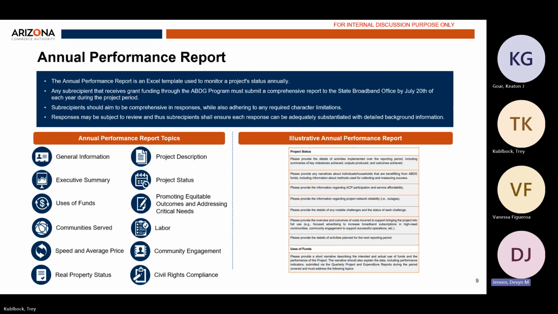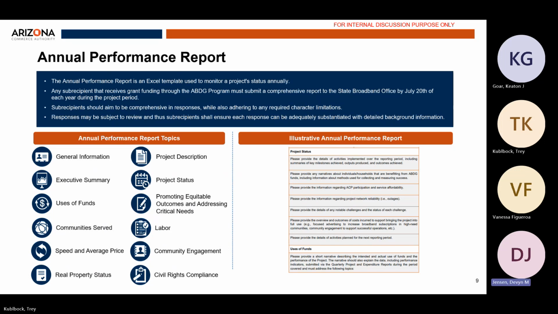Looking at the annual performance report. The annual performance report is a separate requirement from the quarterly P&E report, but is referred to as the activity report in eCivis. When submitting the annual performance report, please be sure you're submitting this to the activity report section in eCivis. This report is required to be submitted by July 20th of each year during the project period and is more geared toward program goals, project outcomes achieved, and project progress.